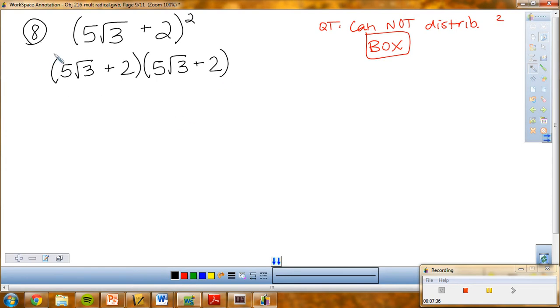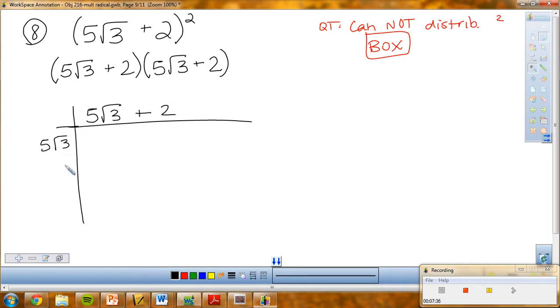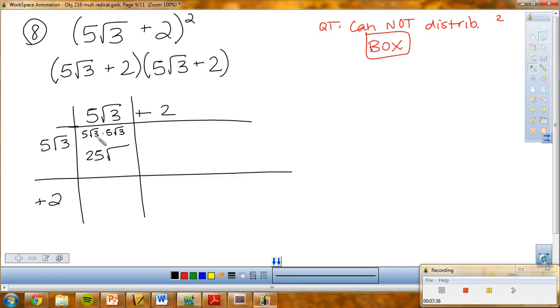These are two groups being multiplied, and again, this is a box method, so we write 5 the square root of 3 plus 2, and then along our side, we have 5 the square root of 3 and 2. And here we have our boxes. So again, if it needs to be written out first so that you're not making mistakes, inside we have the square root of 3 times, outside 5 times 5 is 25, and inside 3 times 3 is 9.